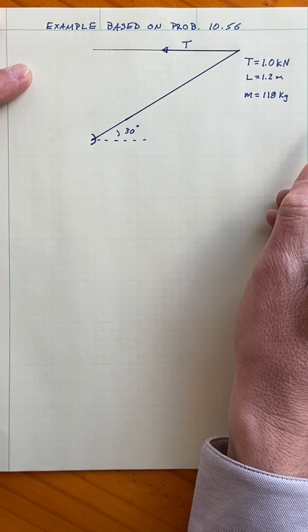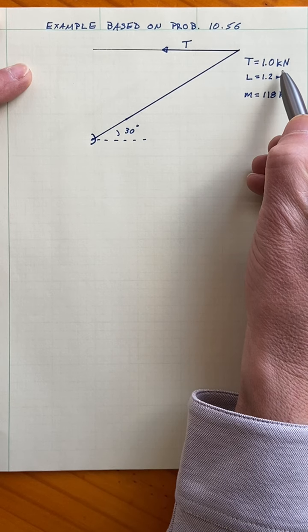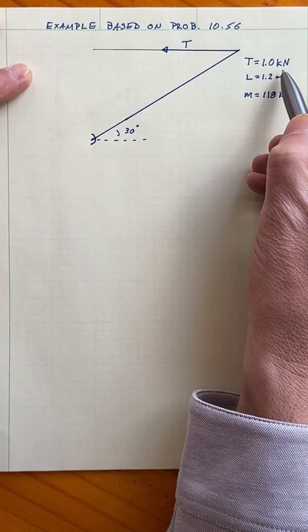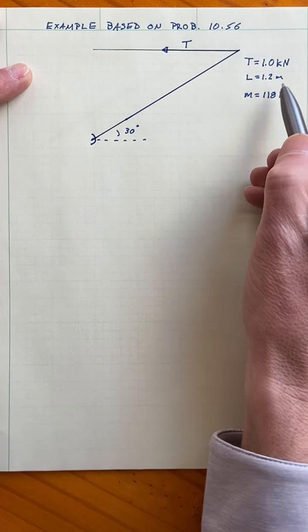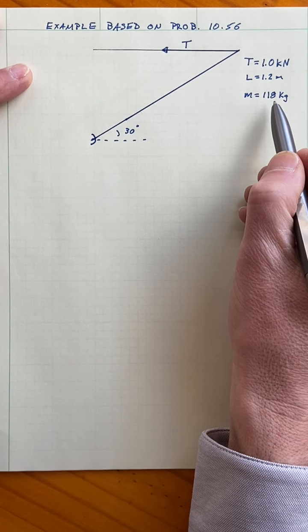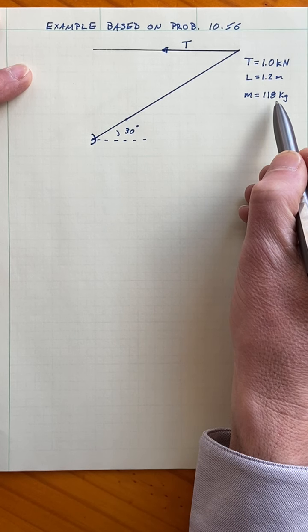Here's what I want to make up. I want to set the tension in the cable equal to 1,000 newtons. In the problem, that's the breaking strength of the cable, for what that's worth. And also in the problem, the length of the beam, you're told, is 1.2 meters. But I'll also go ahead and tell you the mass of the beam. The mass of the beam is 118 kilograms.